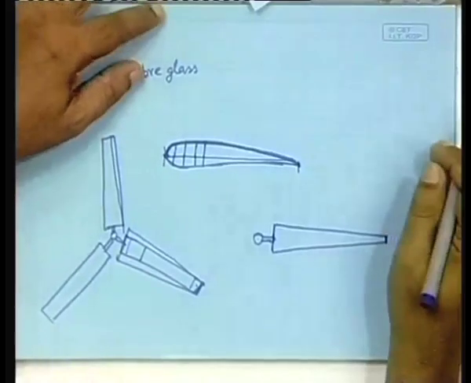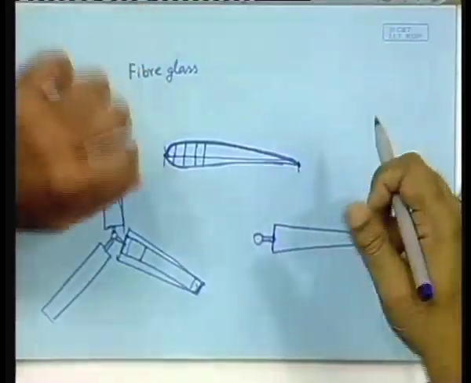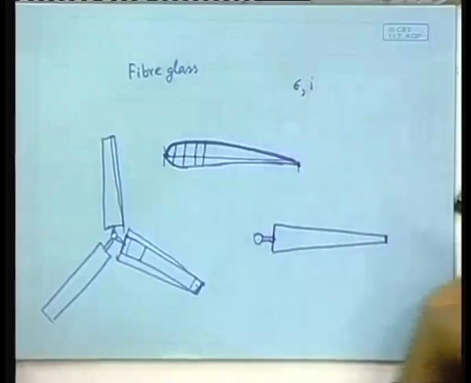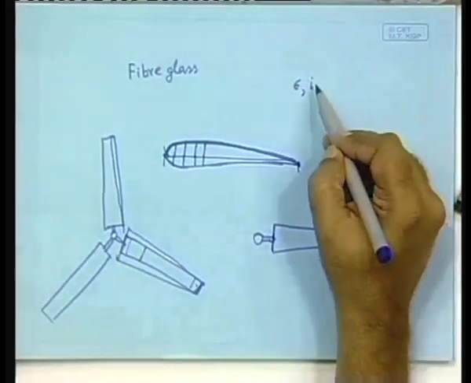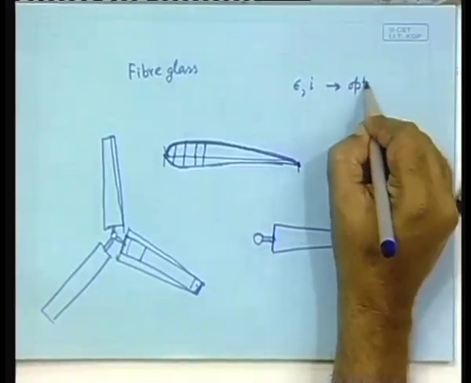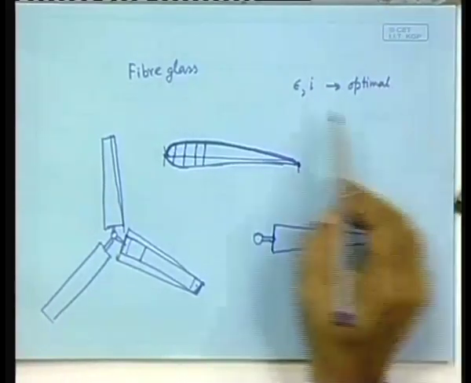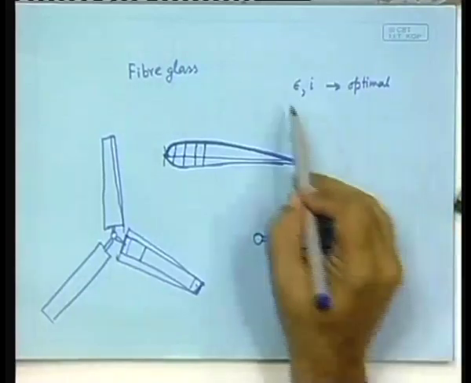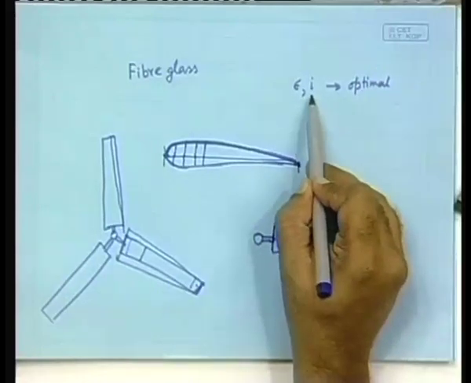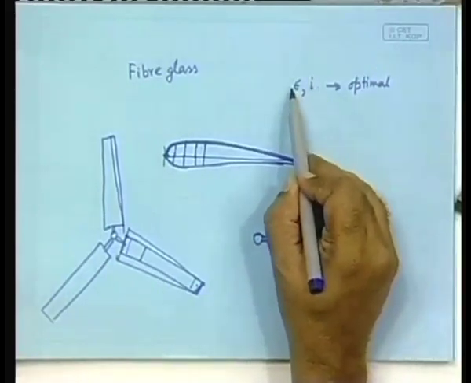We have also seen that the blade should have a twist. Why should it have a twist? Because the optimal performance is obtained at a certain value of epsilon and a certain value of I, the capital I. So, these are optimal at a certain value of epsilon, a certain value of I. What value of epsilon? The least value of epsilon. And what value of I? The I corresponding to that least value of epsilon.